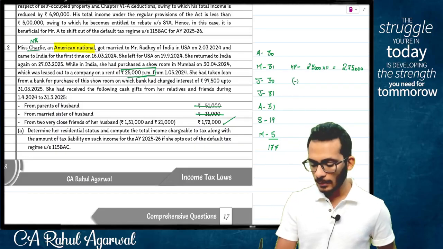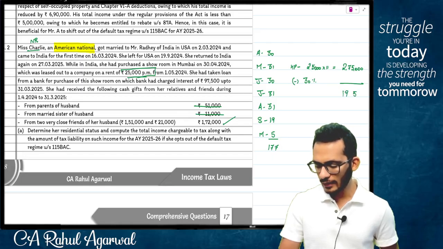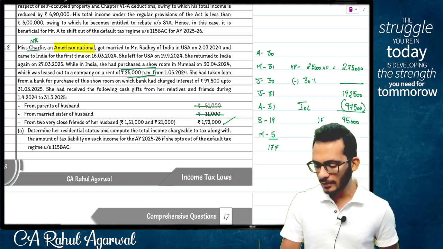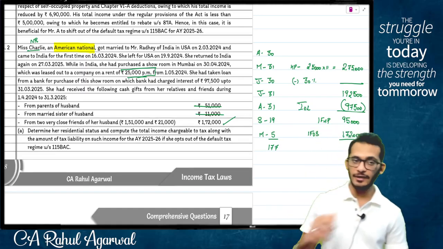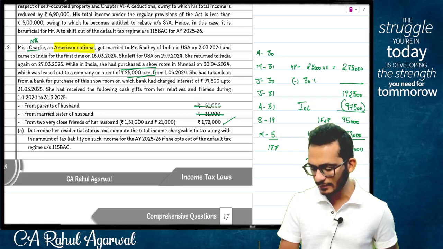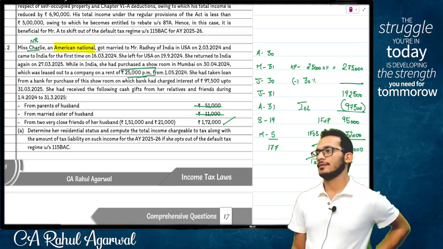People, this is income from house property. Allow 30% standard deduction, giving 1,92,500. I have then interest on loan, which is 97,500, making my income 95,000. This is my income from house property. Apart from that, I have income from other sources of 1,72,000, making my total income 2,67,000. This is my total income, and therefore my tax is nil, because you get a rebate. This is what the answer is. Yes or no?